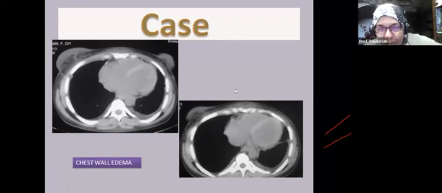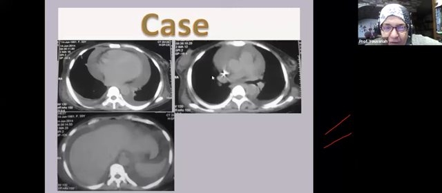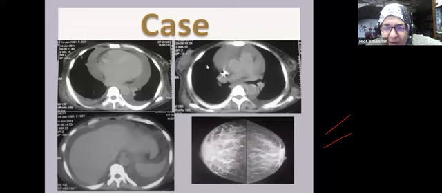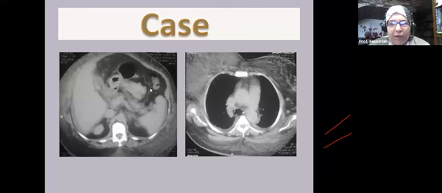Now, another case of chest wall edema, as you can see here. There is again anasarca, there is ascites, bilateral effusion, pericardial effusion, and chest wall edema. When we look here, we will see that the right breast is very dense. We were suspicious of this right breast, so we made a mammogram, and it was only the pattern of edema here.